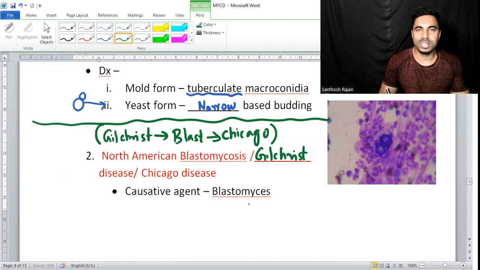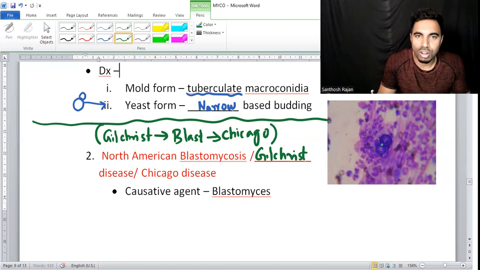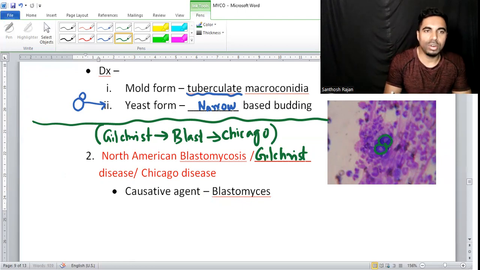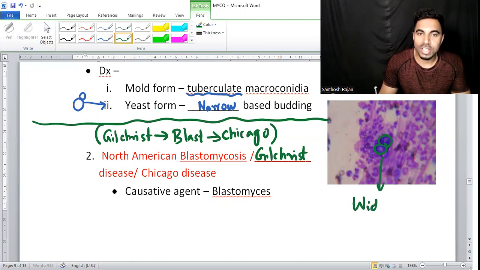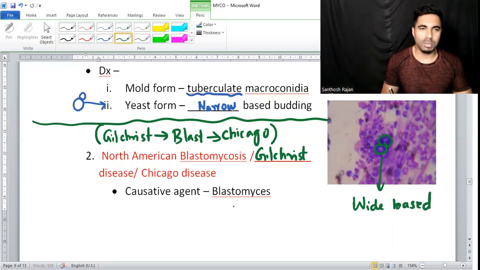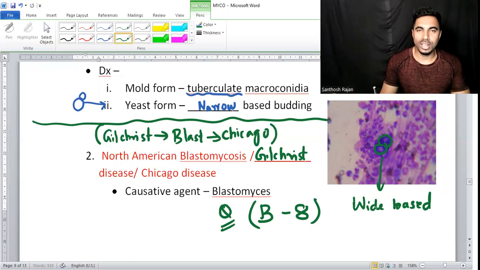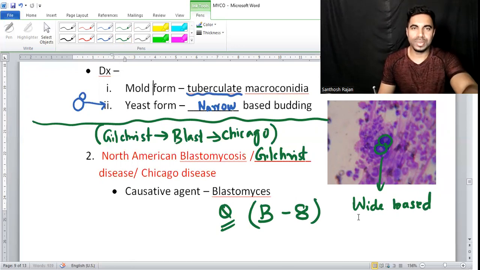Its causative organism is Blastomyces dermatitidis. The most important thing here, I want to stress, look at this picture. This is the figure of 8. Here we said narrow-based budding, but in blastomycosis it was wide-based budding. Okay, that's the question on that: wide-based budding or figure of 8. Even if you forget, how to remember: B is almost looking like 8. Tilt the B and an 8 will appear. So figure of 8 or B for wide-based. Wide or broad, they're the same, no? B for B, blastomycosis.